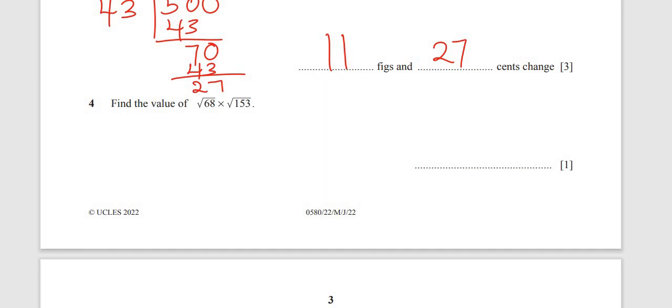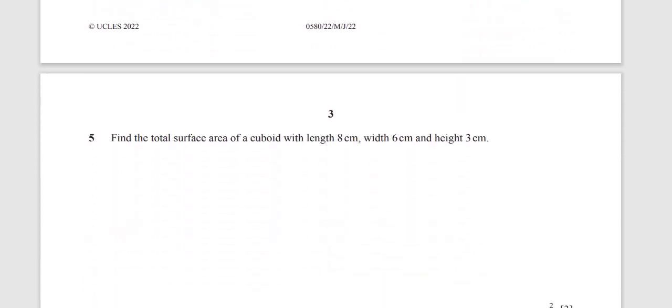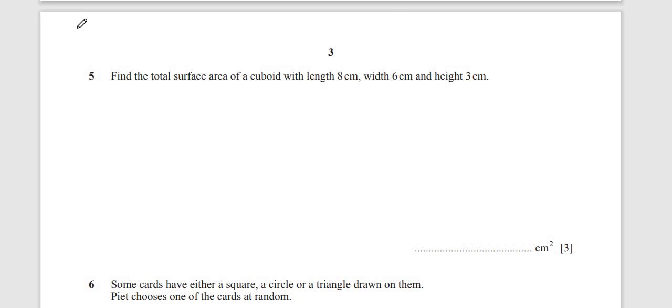So question number 4 says, find the value of the square root of 68 multiplied by the square root of 153. So when you work that out using your calculator, so the square root of 68 times the square root of 153, what you get is 102. 102. Then we can move on to question number 5.